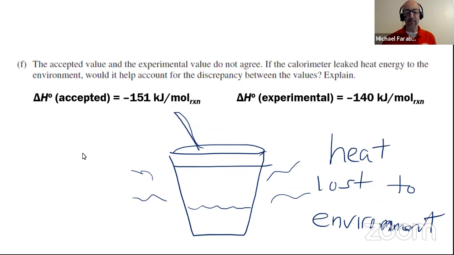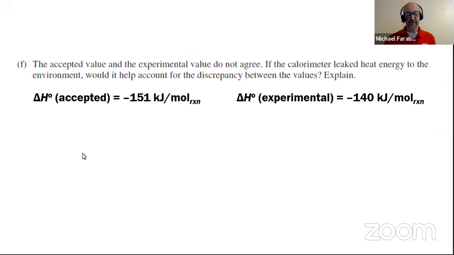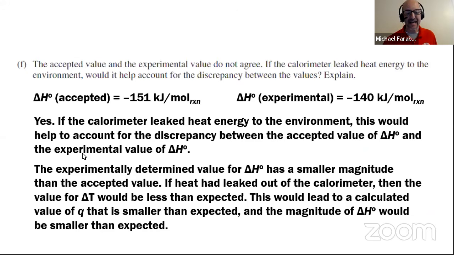Well, considering that the magnitude of heat that we measure would actually be less, then yes, this would account for the discrepancy. So if the calorimeter leaked heat energy to the environment, then yes, this would help to account for the discrepancy between the accepted value, which is negative 151, and the experimental value, which is negative 140. So because the delta H has a smaller magnitude when we did the calculations from the experiment, if heat had leaked out, the value for delta T would be too small. This would lead to a value of Q that is too small. And again, the magnitude of delta H would be smaller than expected.